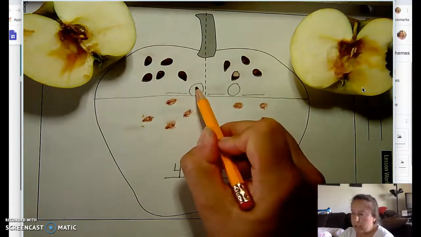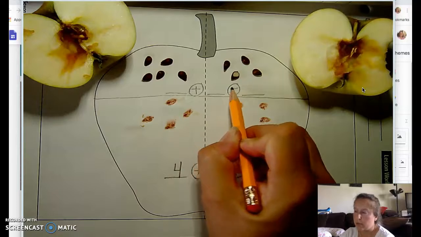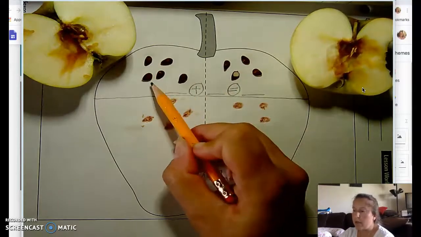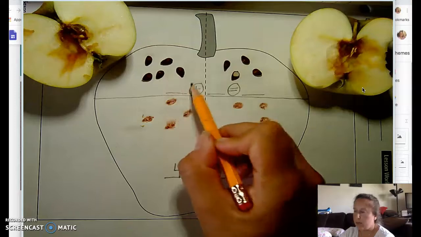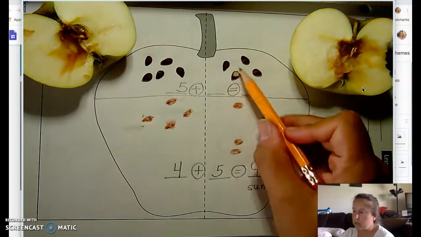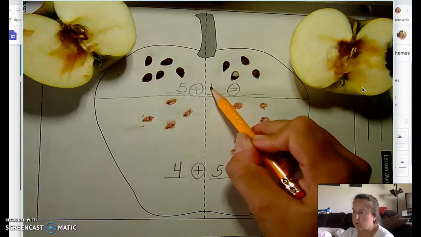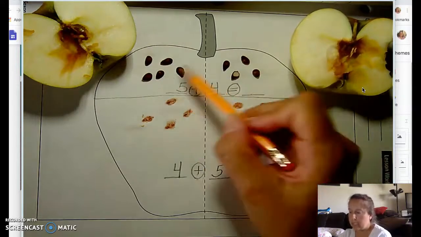Now I'm going to fill it in. I want to add again, and what goes here? Equal sign. How many are on the left now? 5. How many are on the right? Now let's find out how much total the seeds are.